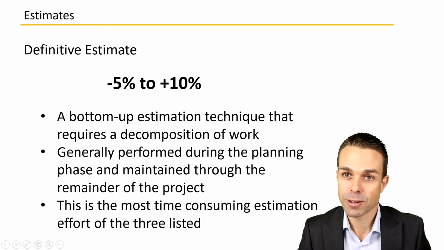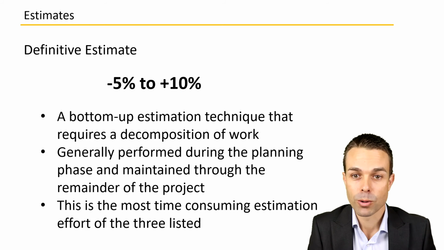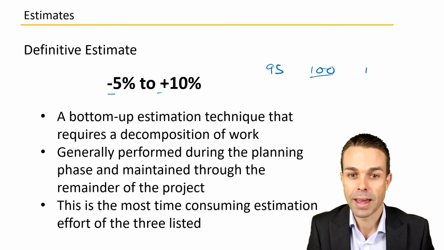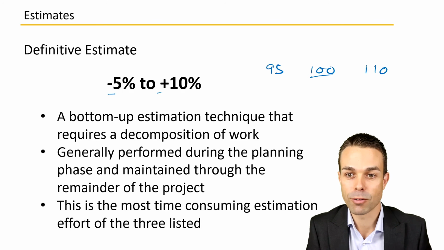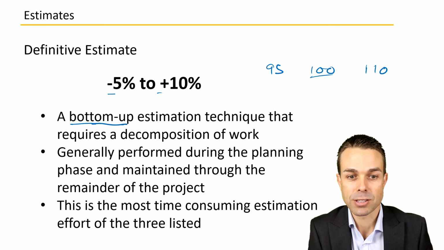But the next one, the definitive estimate, is where we really start to delve deeper into it. So we're looking at minus 5% to plus 10%, so potentially 95, 100 in the middle, and 110 on the top end for our estimate, for the definitive estimate. And this is more of a bottom-up estimation technique.